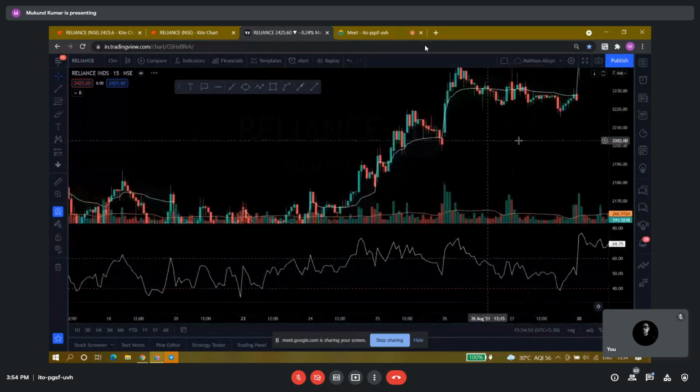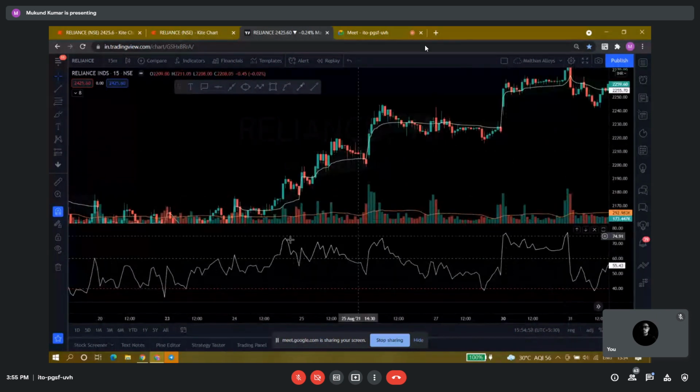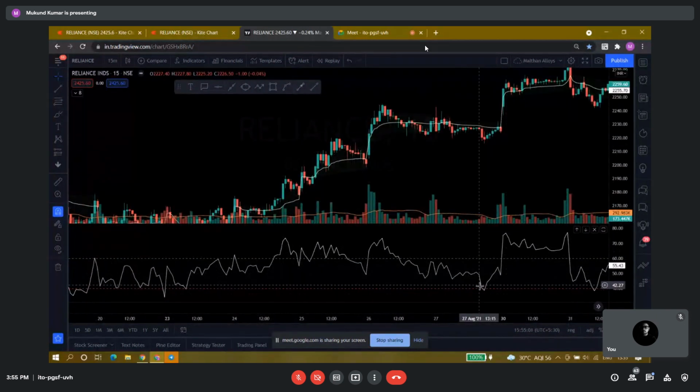So you have to combine different time frames using the same setup. There is nothing new, the same idea, the same logic behind this RSI thing. I have explained everything clearly. You have to use the same thing.